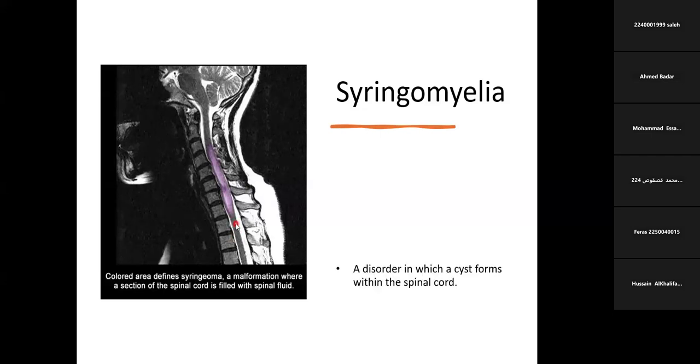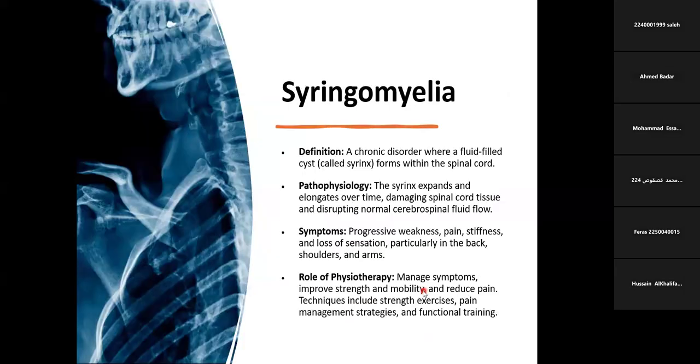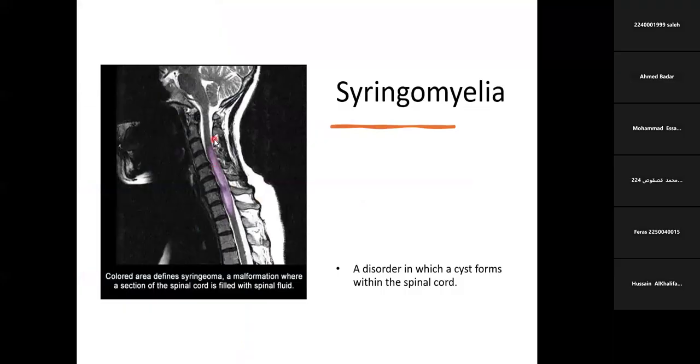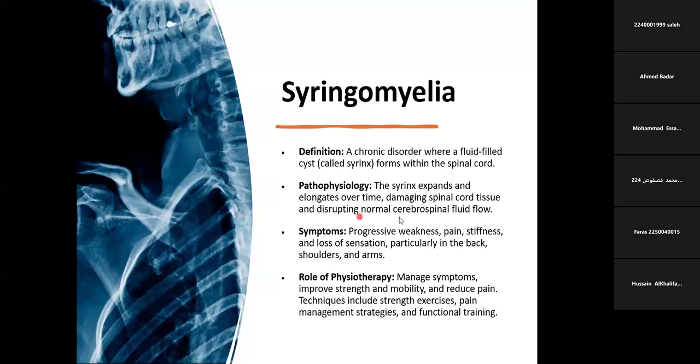It is a chronic disorder in which a fluid-filled cyst forms within the spinal cord. This is called a syrinx. It expands and elongates over time, becoming long, damaging spinal cord tissue and disrupting normal cerebrospinal fluid flow, causing progressive weakness, pain, stiffness, and loss of sensation, particularly in the back, shoulders, and arms.